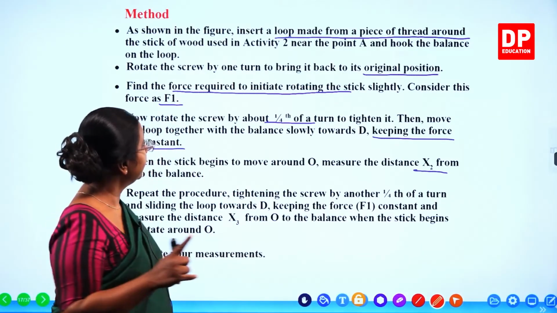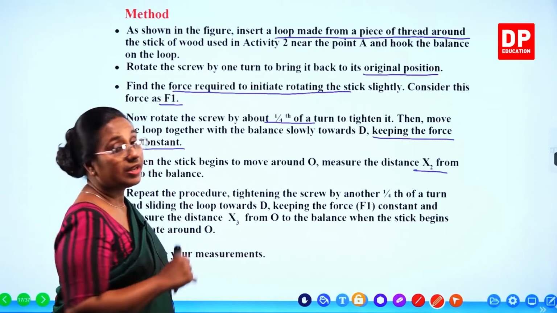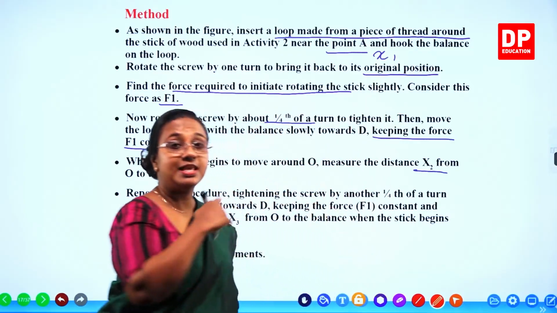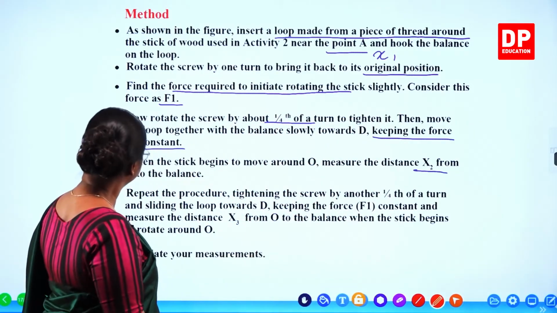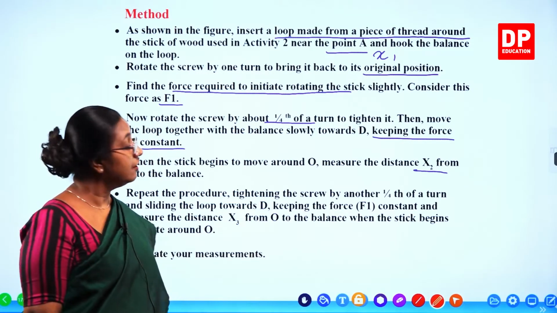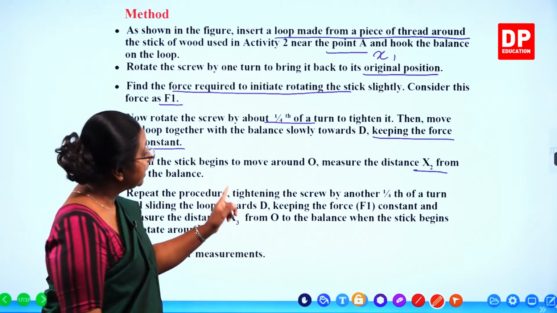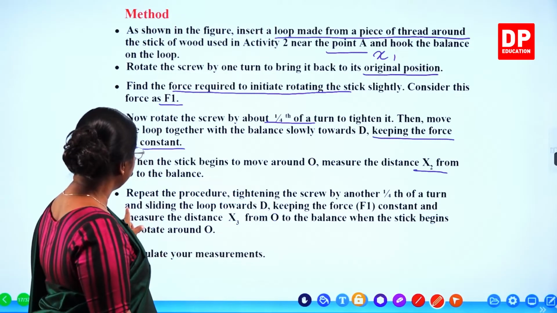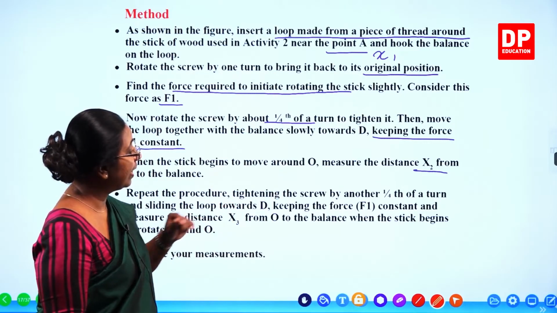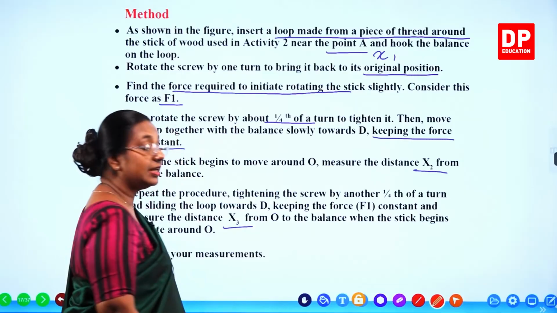So what is x1? That is the distance between the nail and point A. That is what we take as x1. It was there in the diagram. You all can remember that. Repeat the procedure, tightening the screw by another 1/4 of a turn and sliding the loop towards D, keeping the force F1 constant, and measure the distance x3 from O to the balance when the stick begins to rotate around O.